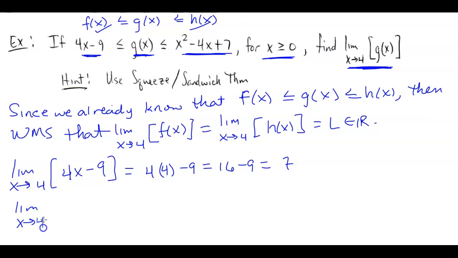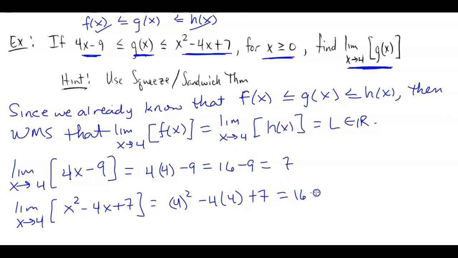If I do the same thing for my h of x function, again, it's a polynomial function, and any number is in the domain of a polynomial function. So I can just plug in 4 directly. You'll see here we get 16 minus 16 plus 7, which equals 7.